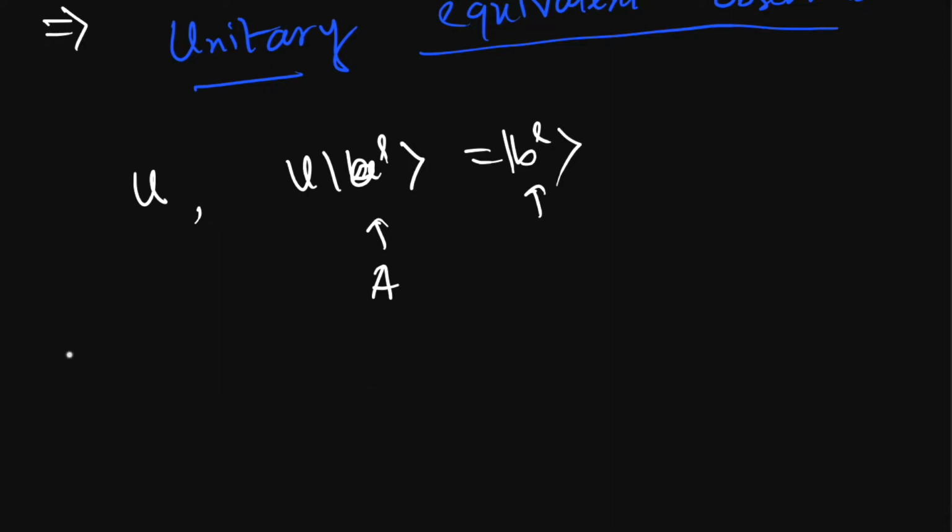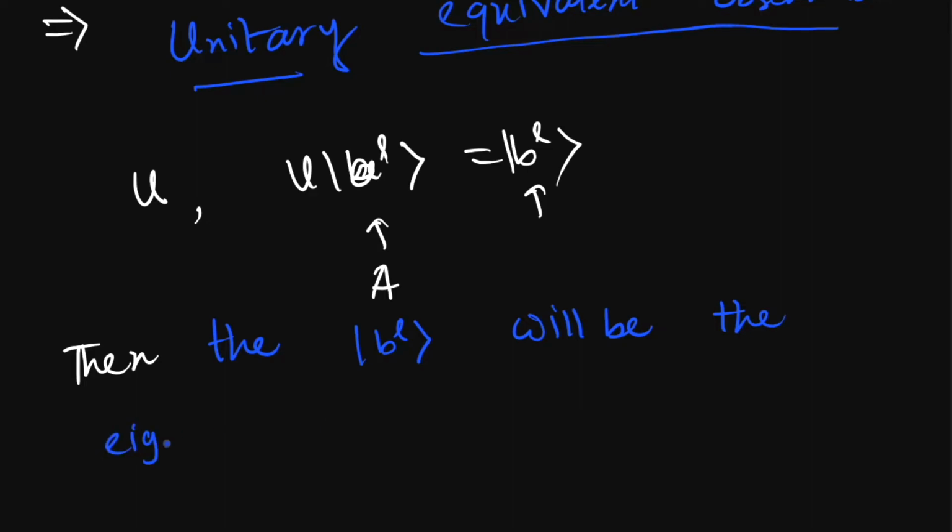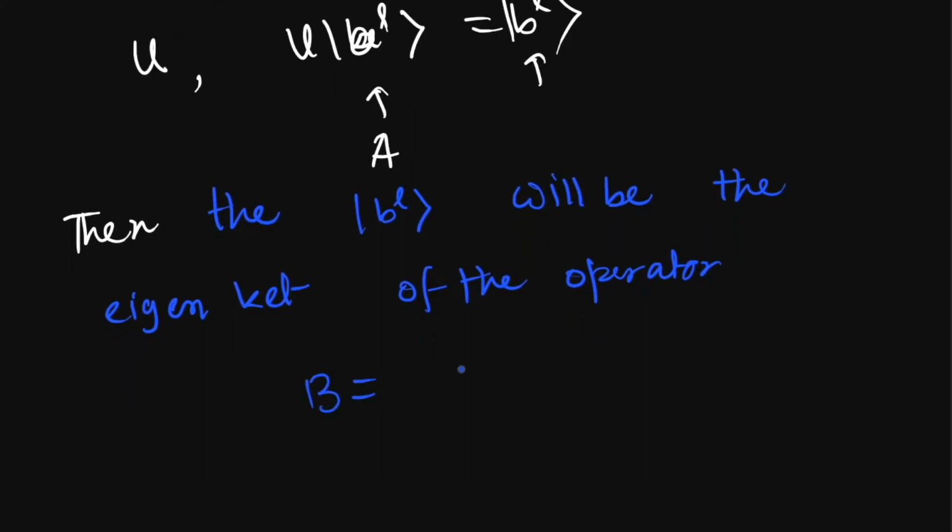Then the theorem is, then |b_l⟩ will be the eigenket of the operator B, which is U A U dagger, which is nothing but the similarity transformation of the operator A. Now let us prove that.